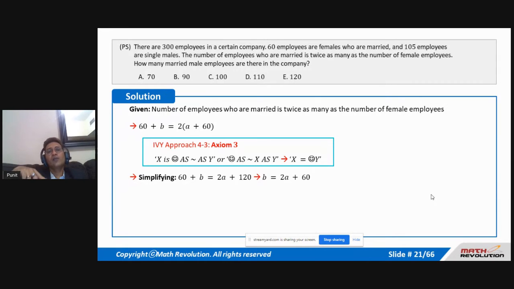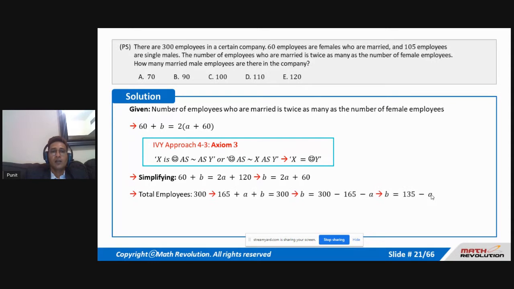Over here, X is 60 plus B. Over here, that something is twice. The Y is A plus 60. I've started receiving the answers as D, and that is good. So let's simplify this. 60 plus B happens to be 2A plus 60. Rearranging gets me B equals 2A plus 60.